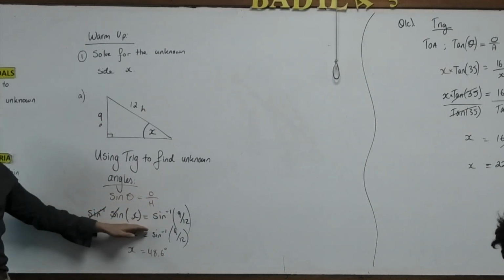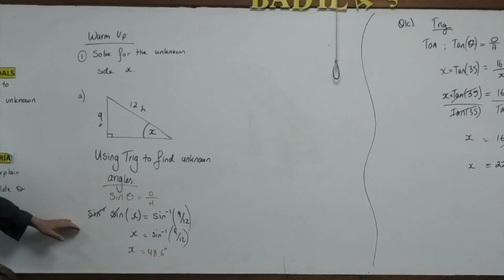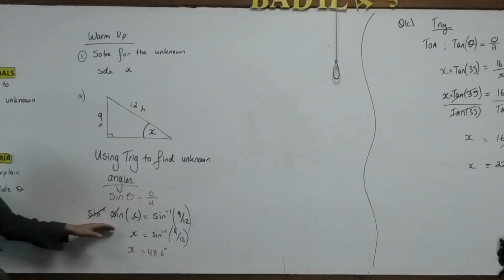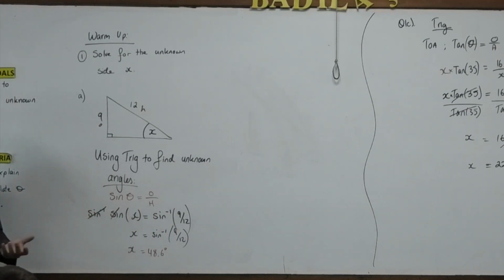I sub my values in, and now rather than rearranging by dividing or timesing, I use what we call an inverse sine to get x by itself. So that's the big step there. The big difference here is I have an operation, sine -1, to get rid of sine. If this was cos, what do you reckon I'd use? If I was trying to get rid of tan, what would I use? Tan -1. We need to practice this.